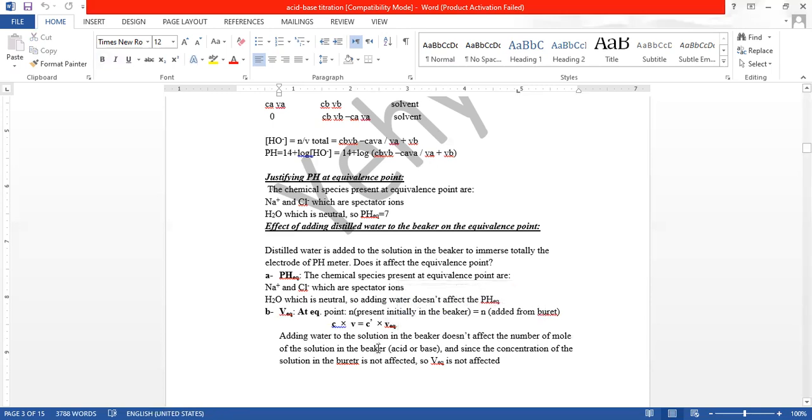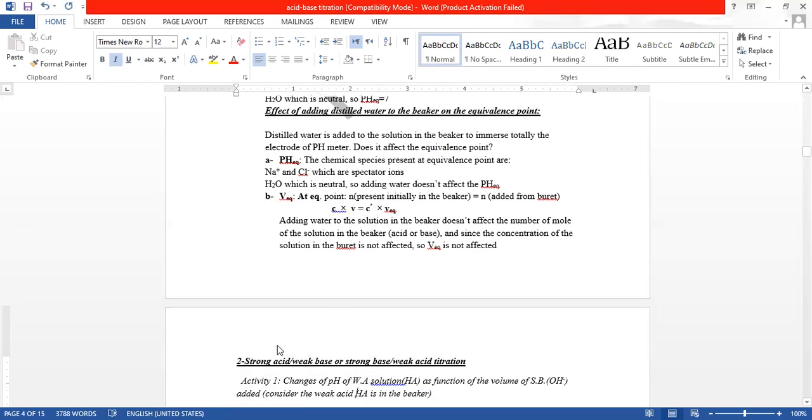واضحة هاي النقطة يا أستاذ؟ ايوه واضحة. طيب.